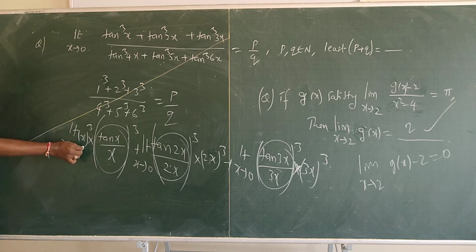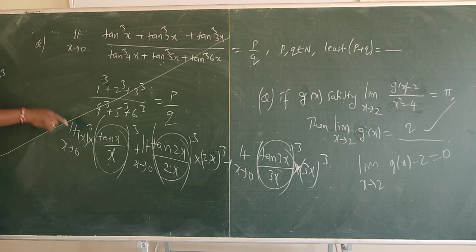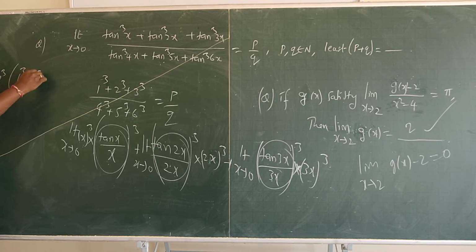All here. This one is there. What is left? If I take out common x cube on numerator, what do I get here? 1 cube plus 2 cube plus 3 cube. That is what I wrote.